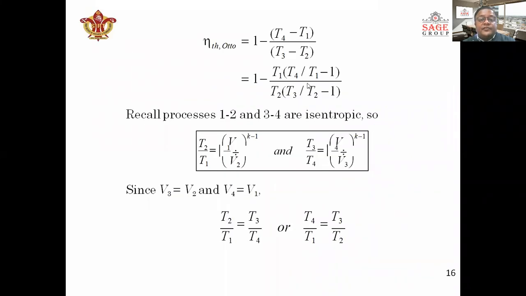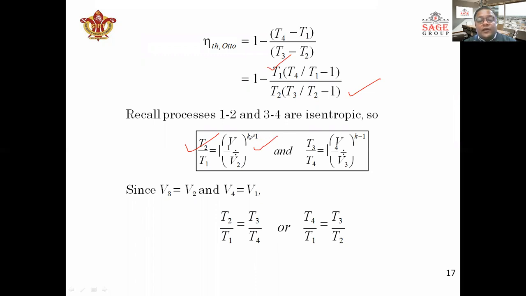After simplification, m Cv cancels out from the previous slide. The thermal efficiency formula is 1 minus (T4 minus T1) upon (T3 minus T2). After simplification, taking T1 out of the top side, T4 by T1 minus 1, and T2 from the bottom side, T3 by T2 minus 1. Recall that processes 1 to 2 and 3 to 4 are isentropic. So T2 by T1 is equal to (V1 by V2) to the power of K minus 1. K is also represented by gamma.